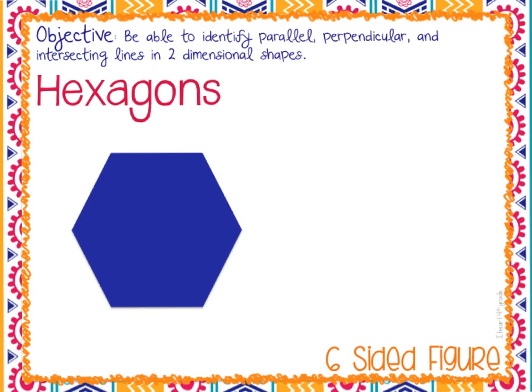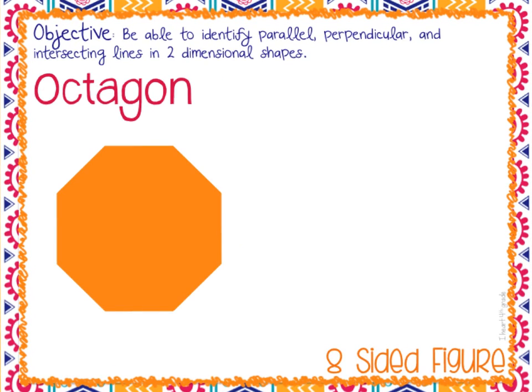Now I need to look for parallel lines. This line and this line are not parallel, and I see that this line and this line are not parallel either. But are the opposite sides parallel to one another? Yes, they are. So hexagons have three sets of parallel lines.